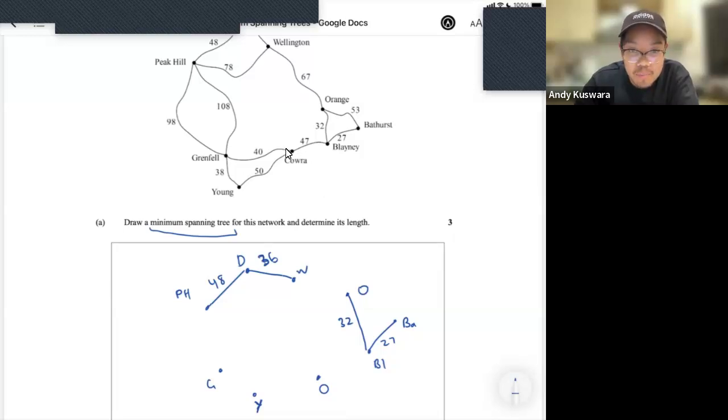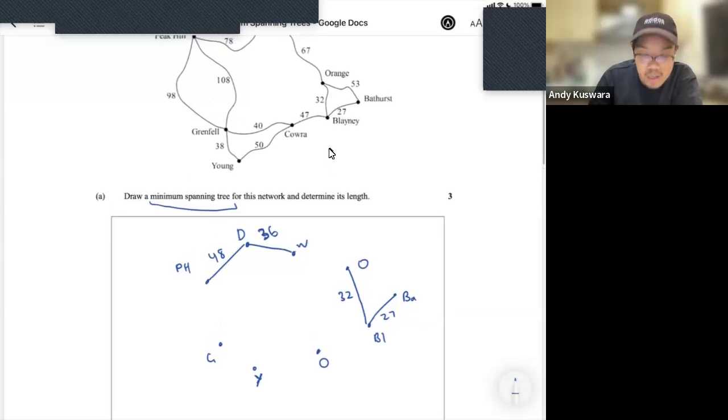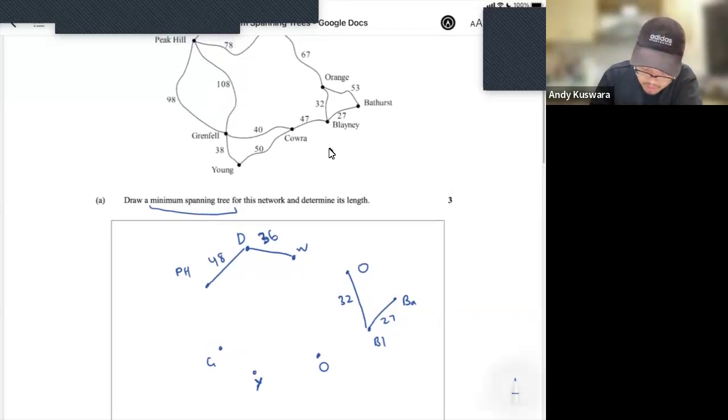From Cowra and Blayney, I think 47 is looking a bit shorter than my other options, 67, 108, and 98. So I'm going to connect that with the 47. So Cowra to Blayney. Did I miss Cowra? Oh, it turned into a circle.